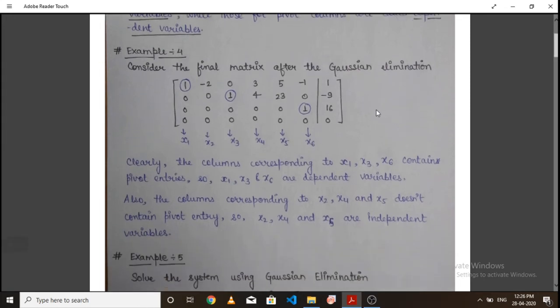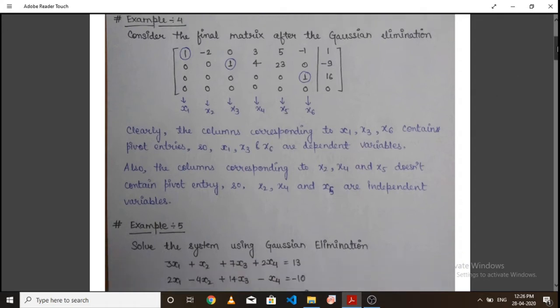Now come to this example. Here in this example I mentioned the thing that I said before. You have to identify the independent and dependent variables. So corresponding to the definition, x1, x3, x6 are dependent, while x2, x4 and x5 are your independent variables.